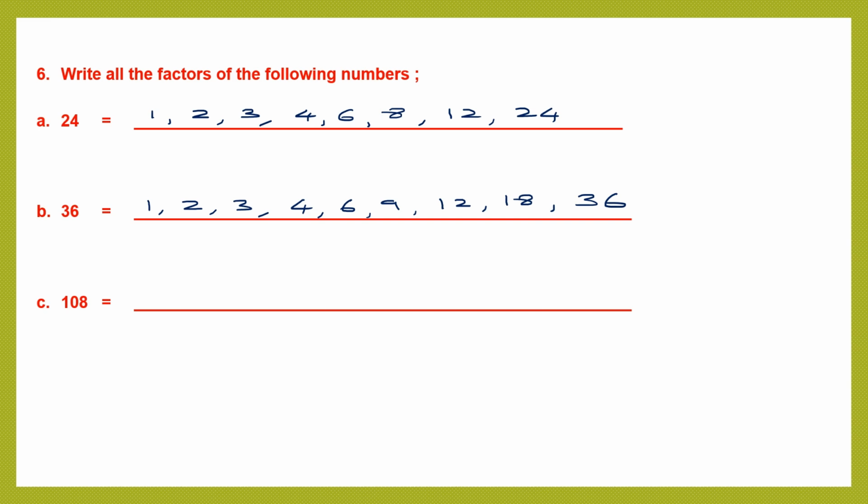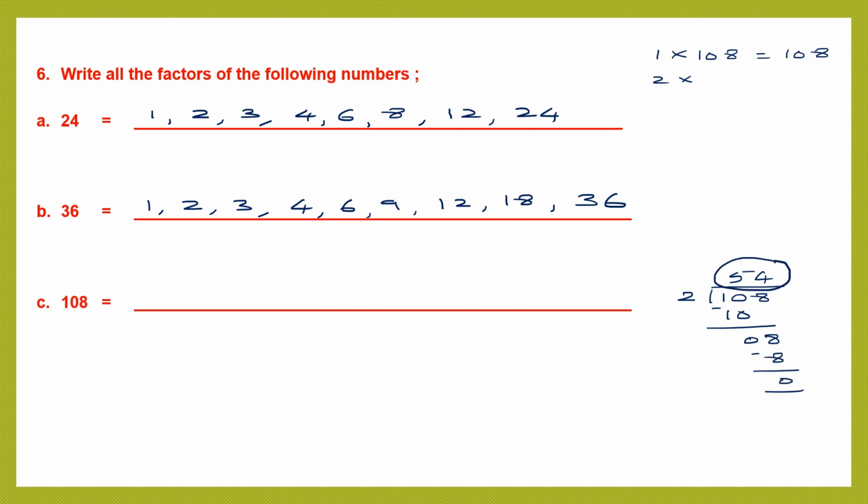Next is 108. So now let's try. 1 into 108 is 108. Now 2 into what is 108? Let's take 108 divided by 2. 2 fives are 10 and you bring down 8. 2 fours are 8 minus 0. So this is the number. So let's write it here. 2 into 54 is 108. So we finished 1 and 2.